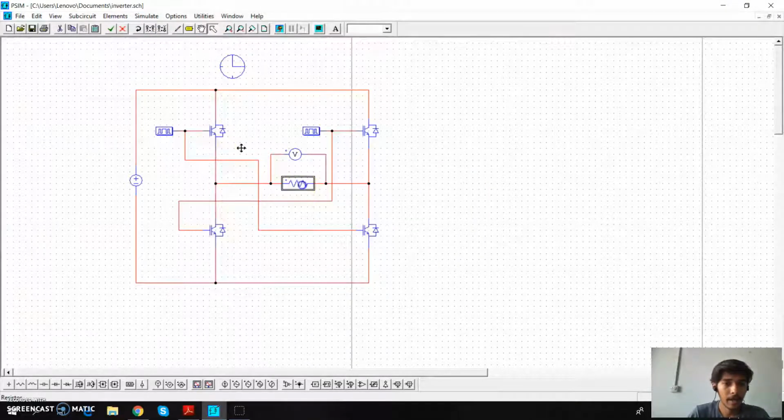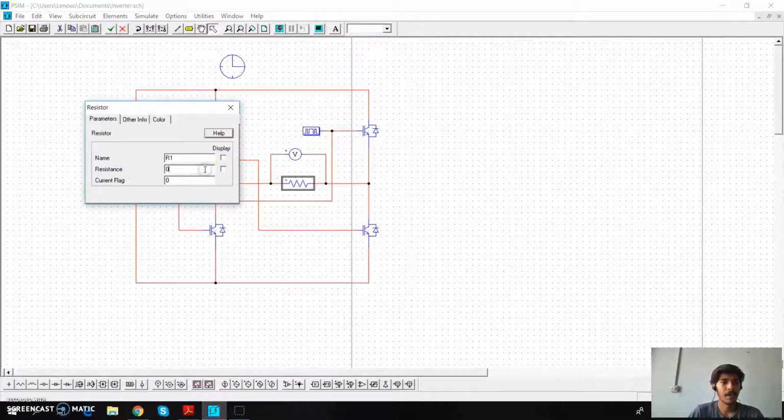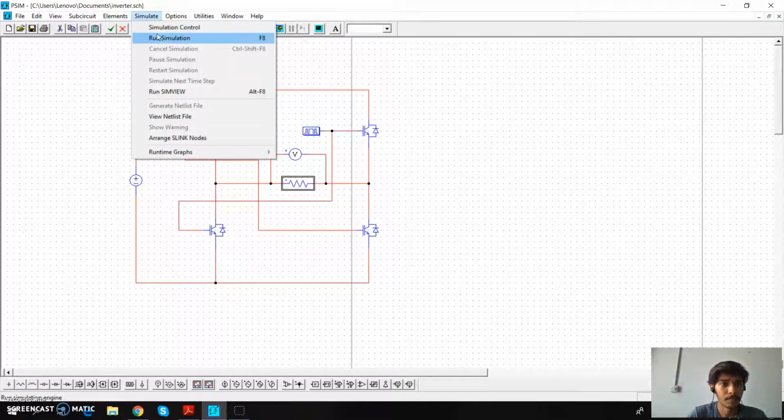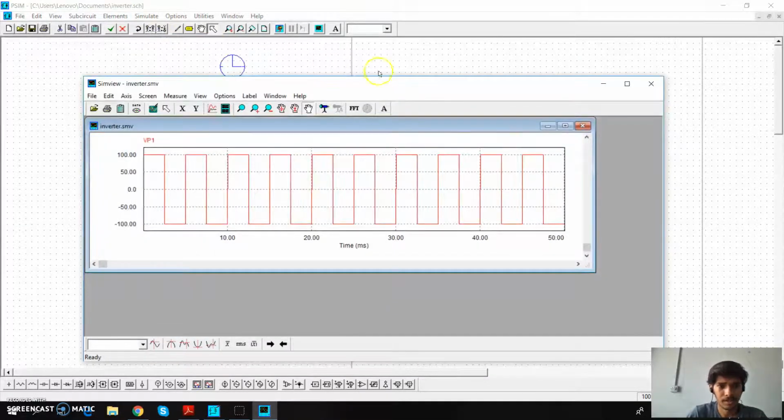Here we have not given the value of the resistive load. Let it be 10 ohms. Now we will run the simulation.